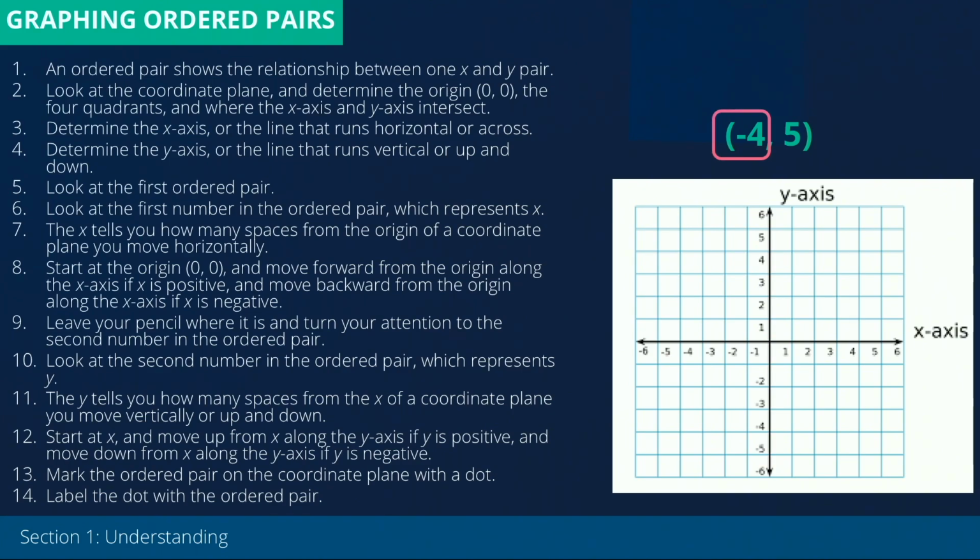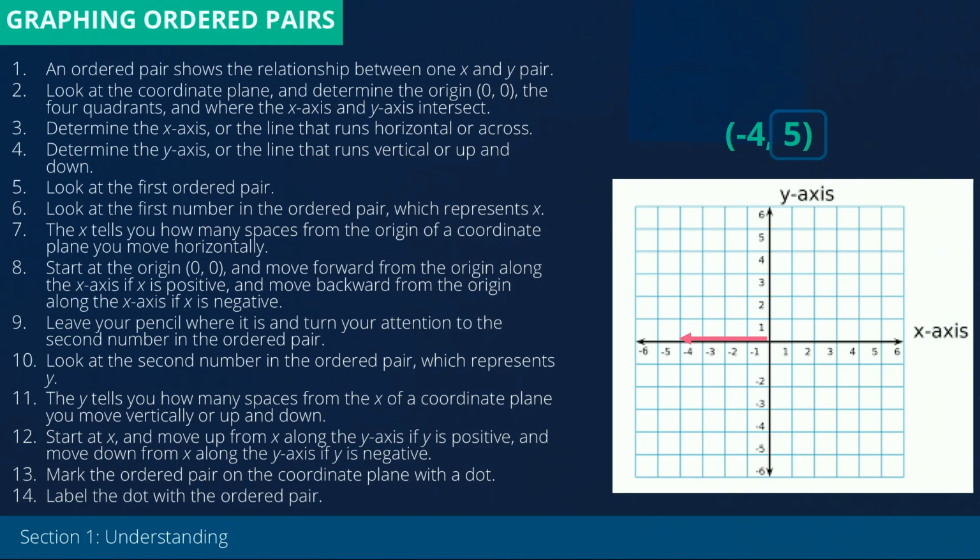I'm going to look at this first ordered pair. The first number represents x. This tells me how many spaces from the origin I'm going to move horizontally. So I'm going to start at the origin and move -4 horizontally from the origin. Then I'm going to keep my pencil or pen there, and then I look at the next part of this ordered pair, which is 5.